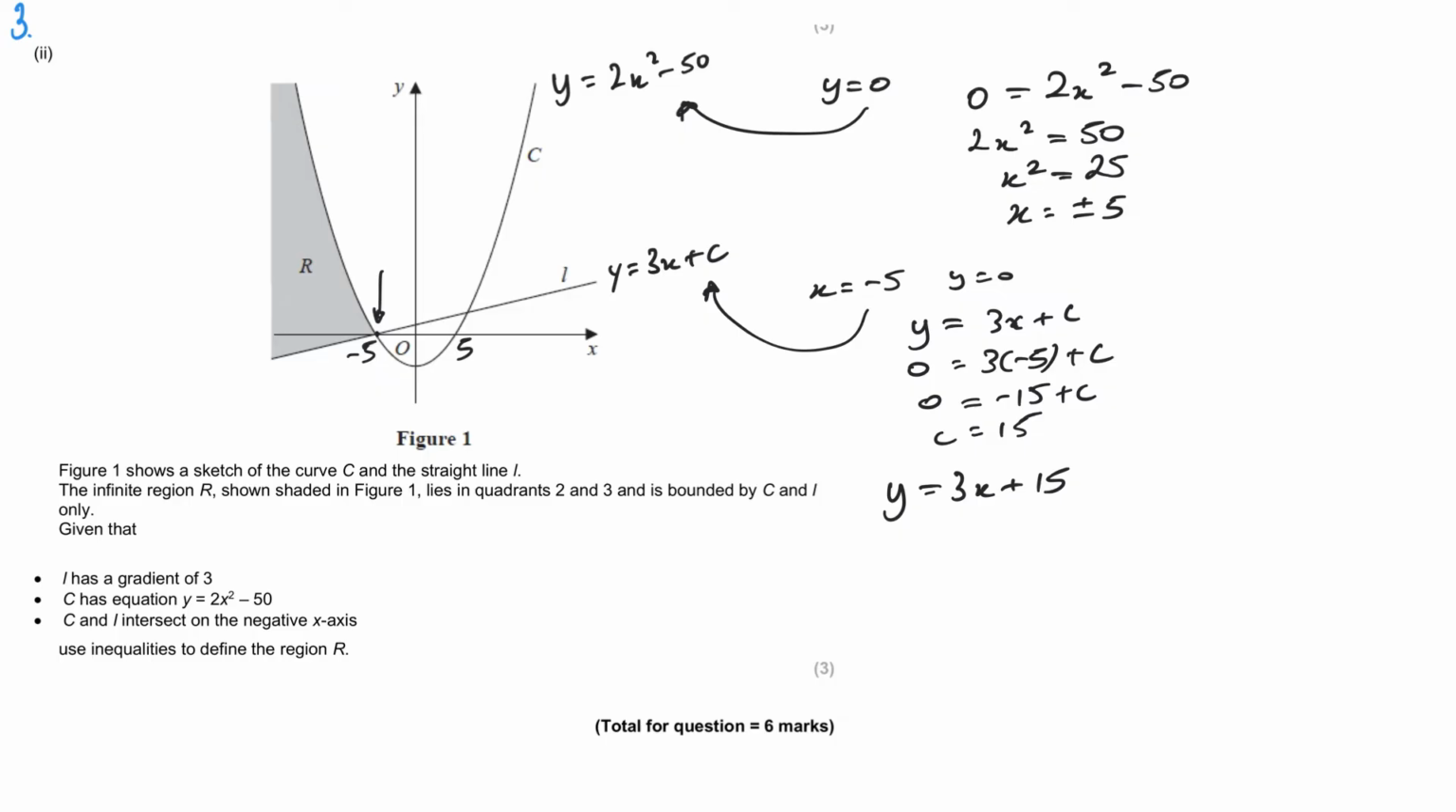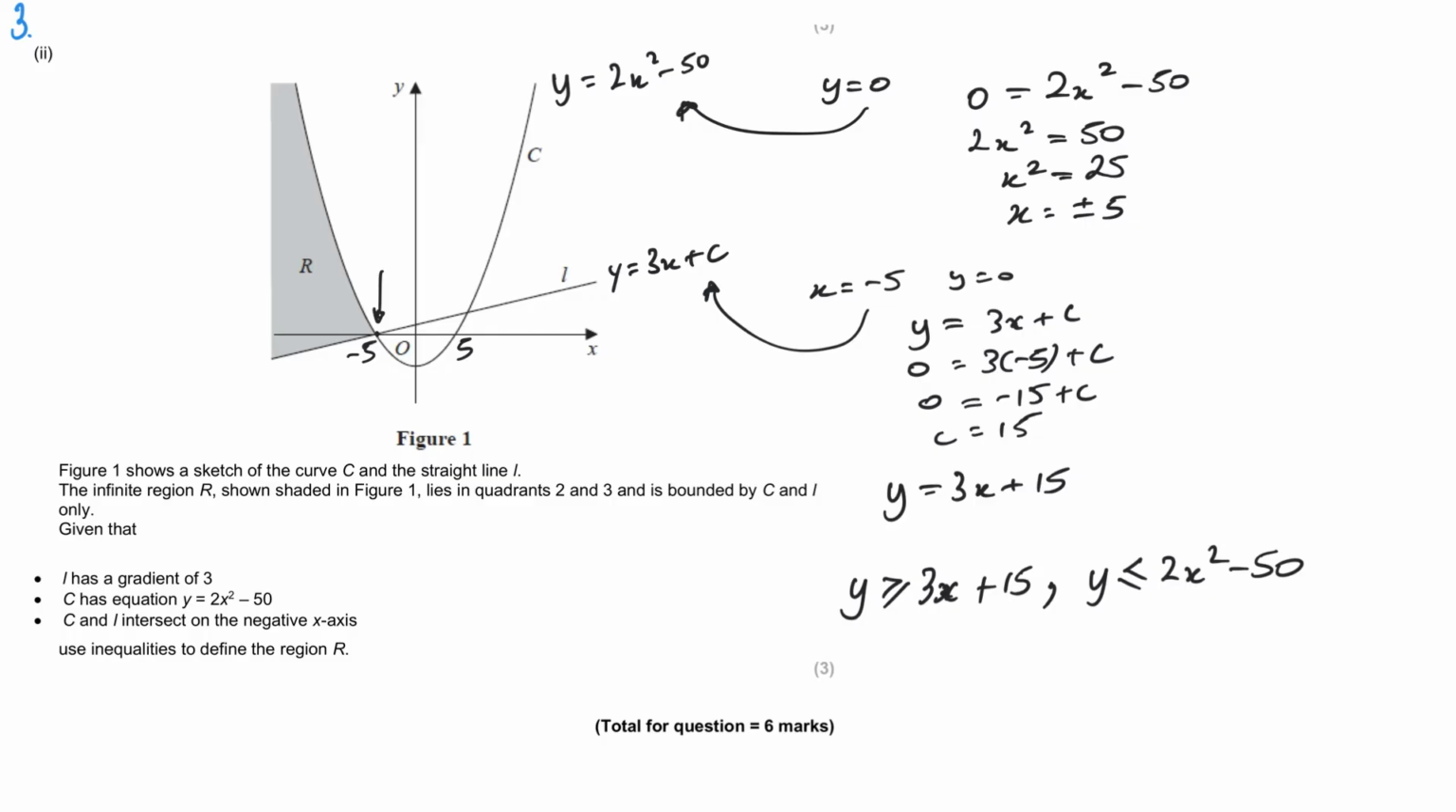Now it comes to defining my region. So we want y is greater than or equal to 3x plus 15. We want y is less than or equal to 2x squared minus 50. And I'm pretty sure when this actual exam question came up, this is where a lot of people stopped. But there's a little bit of an issue with this, because just stating those two, there is a second region that works.